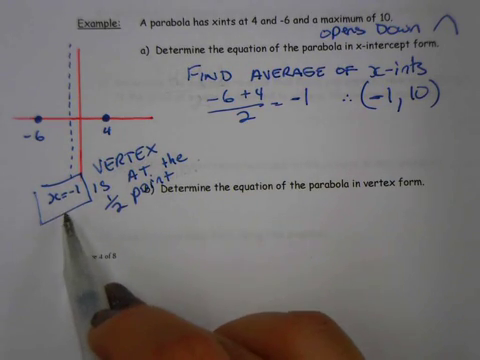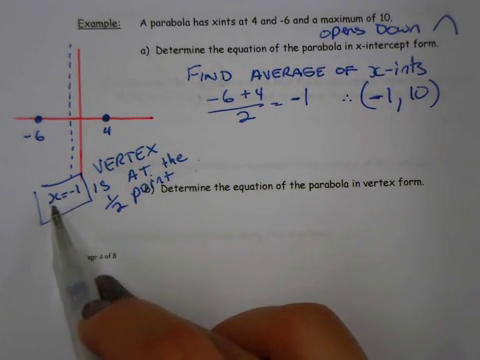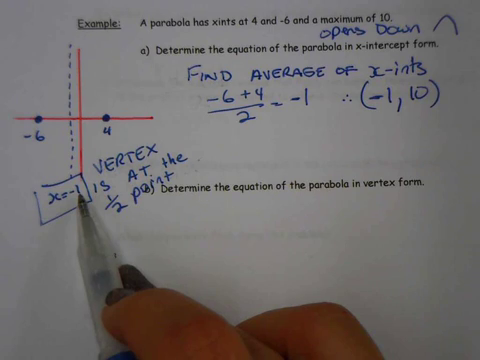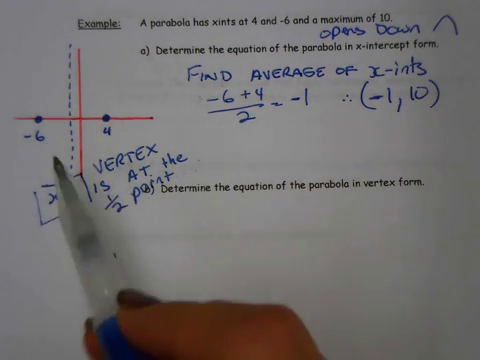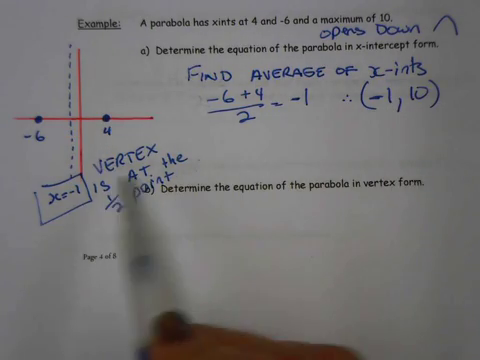And our equation of the axis of symmetry is x equals -1, just by finding the average of the two x-intercepts, or by counting and finding the middle. Alright, so let's put that point in. Let's call it right there. This is -1, 10.